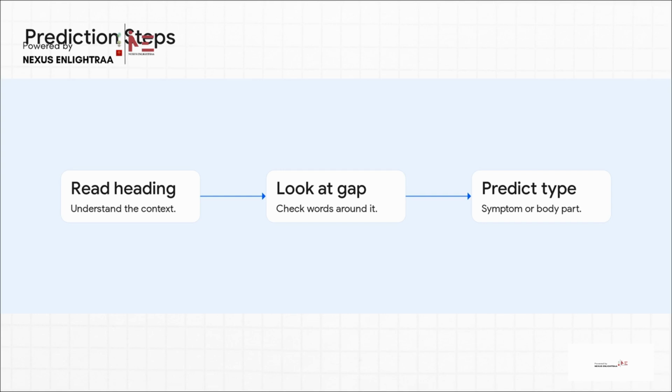Step 1, read the heading above the gap. Is it under medical history, current medications? That gives you your context. Step 2, look directly at the words right before and right after the gap. And Step 3, predict the word type. Are you listening for a symptom, a treatment, a medication, maybe a body part? Now, you probably won't guess the exact word, sure, but by anticipating the type of information, your brain is actively hunting for the right answer the second that audio begins.